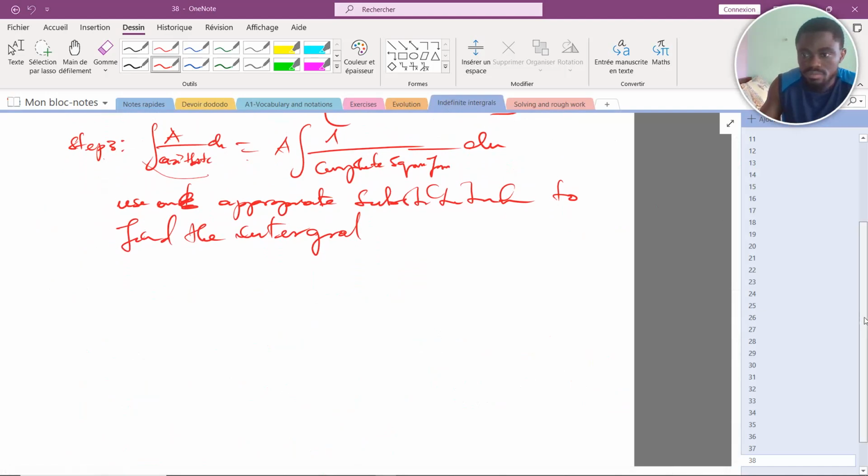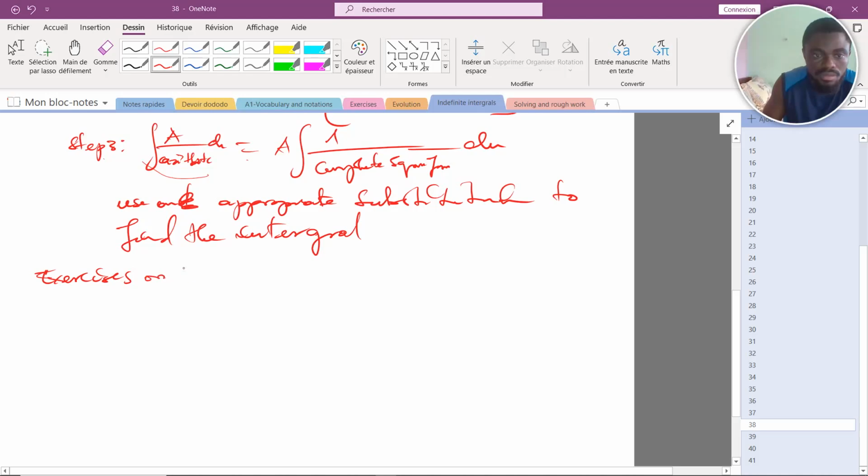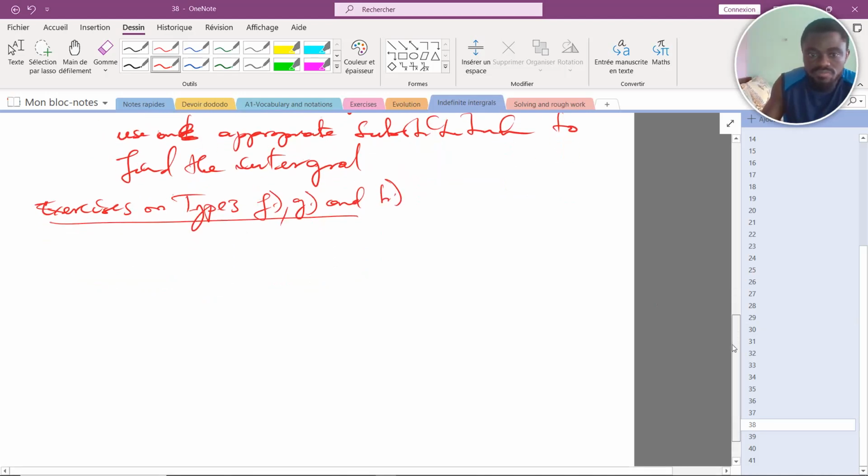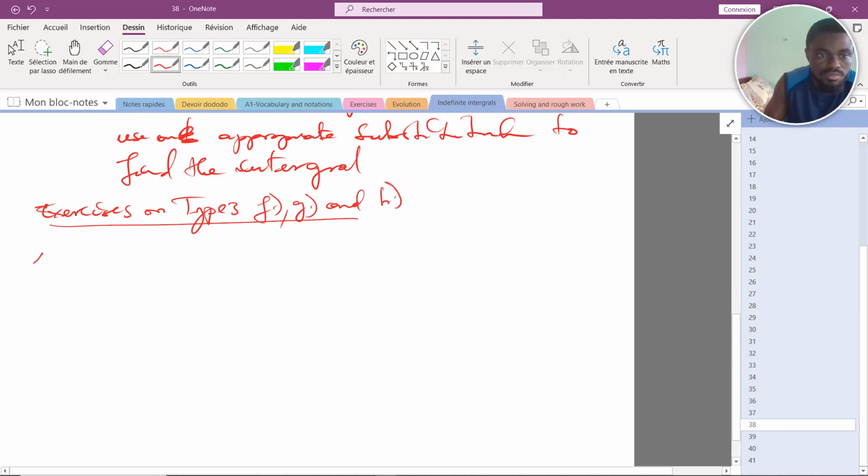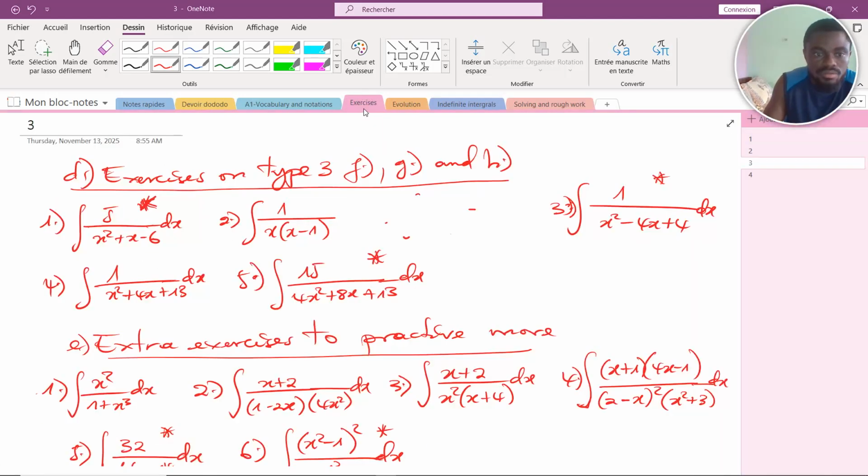Exercises. We are on page 38. Exercises on type 3, F, G, and H. Okay, so we are to do the first question. The first number one was the integral of 5 all over x squared plus x minus 6 dx. Let me verify. Yes, that's it.